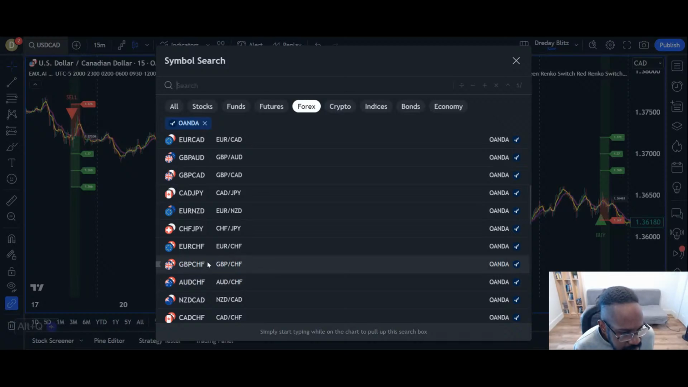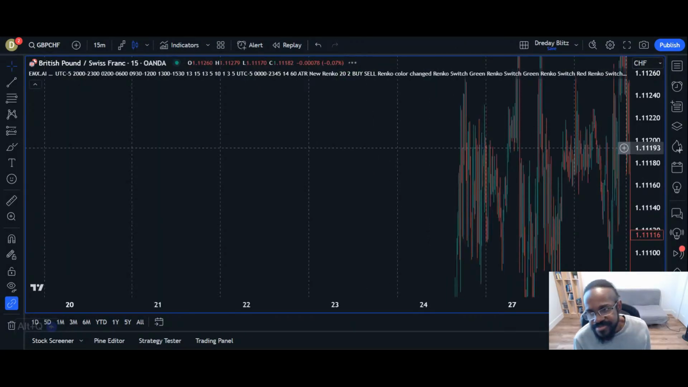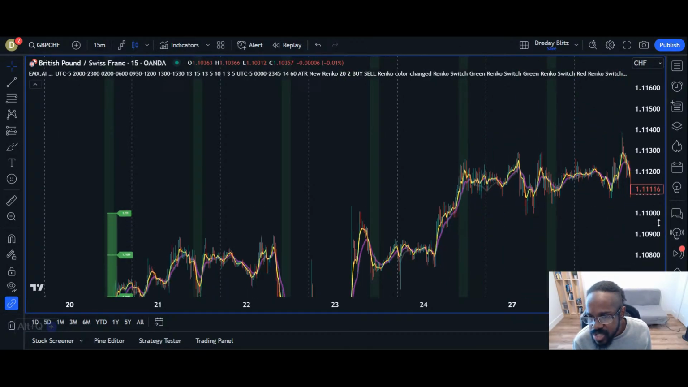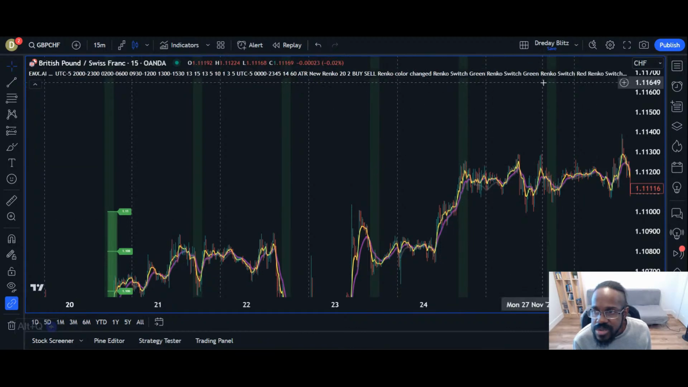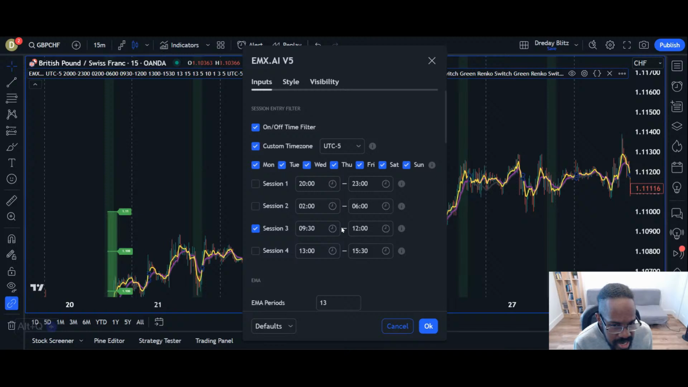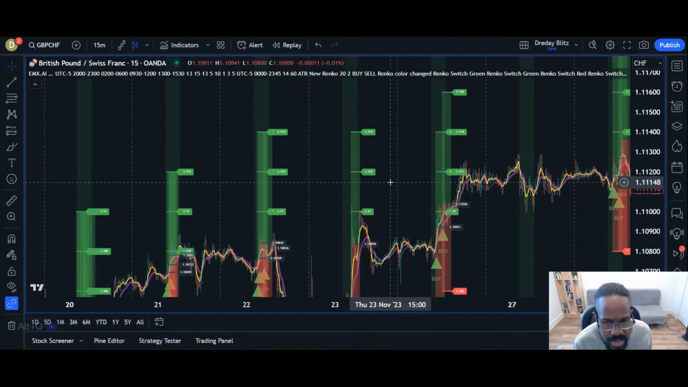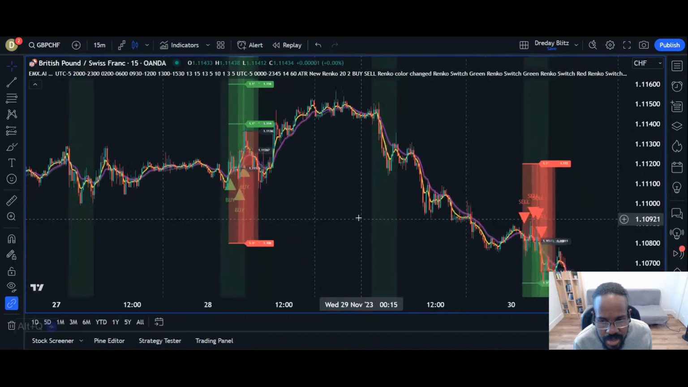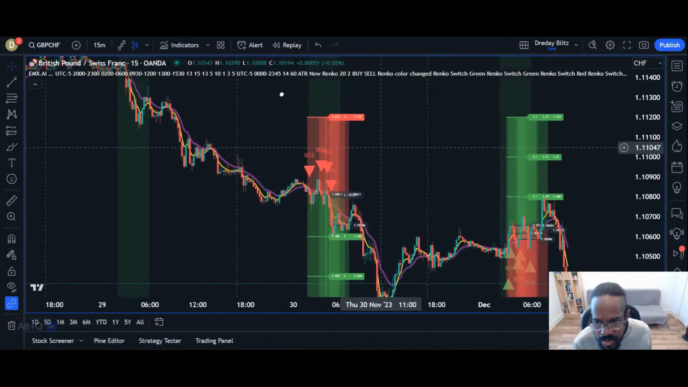Let's look at GBPCHF. This CHF pair is really choppy. So let's change the settings for that. CHF is London only, so I would have only traded within London.